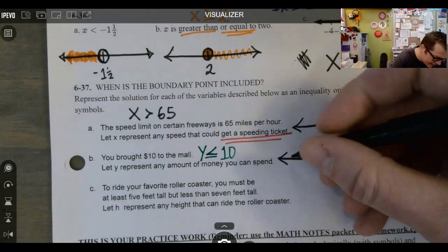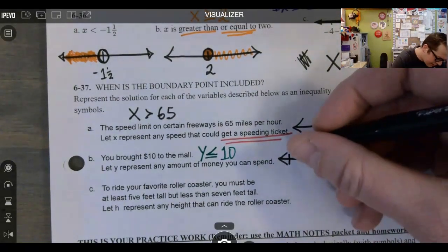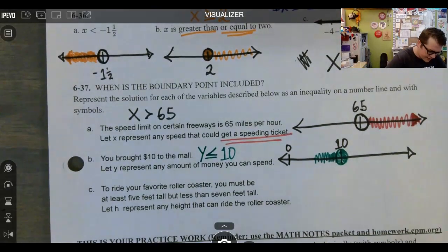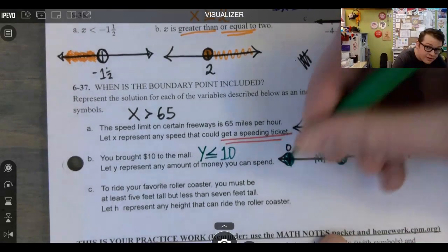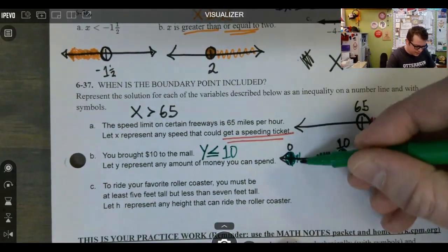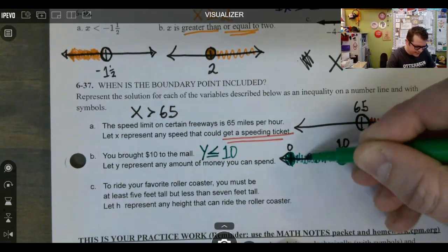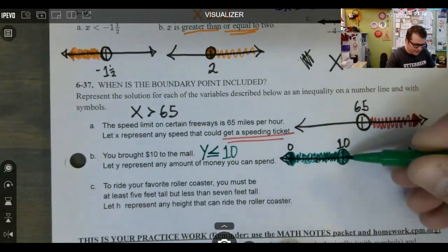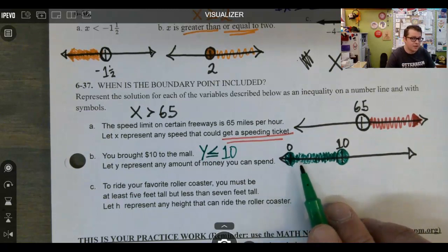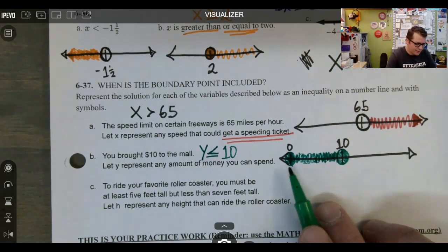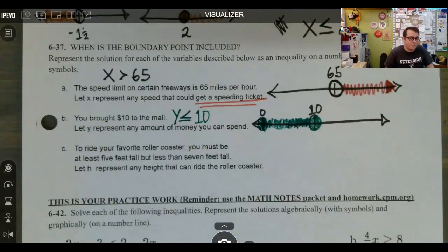If you want to be technical here, we could put another boundary point at 0 and say, really, I could spend $0. I could spend 1, 2, 3, 4, 5, 6, 7, 8, 9, 10. And I could spend $10, but I can't really go past 0. Spending a negative amount of money would be like earning money. So unless you got a job while you were at the mall, I don't think you're going to end up spending negative money, which would actually really be like making money.